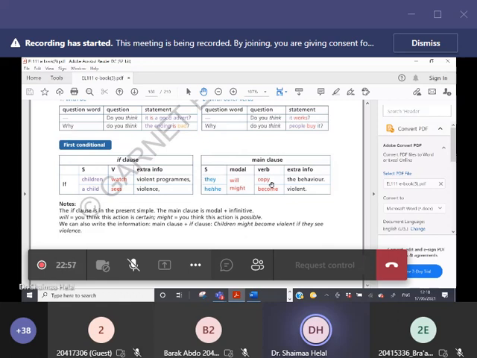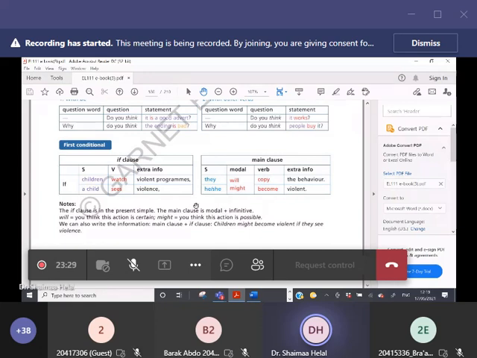Will copy, might become, and there is a difference between will and might. You will understand the difference between them now. So if children watch violent programs, comma, they will copy the behavior. Now look at the singular. If a child sees violence, so we add s simply because we are referring to the present simple. If a child sees violence, he or she might become violent.